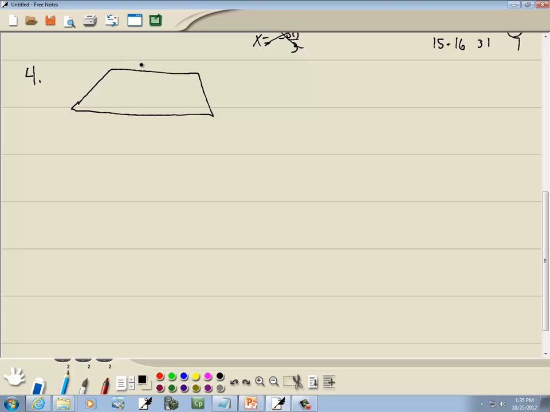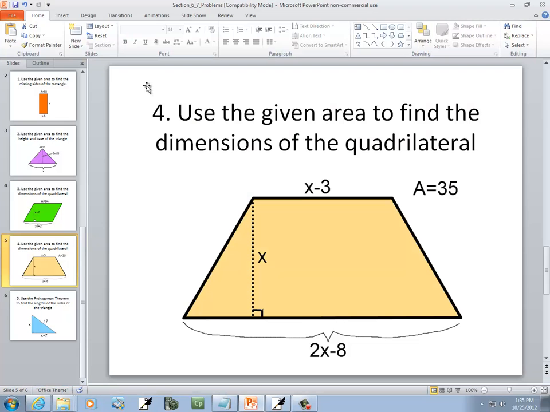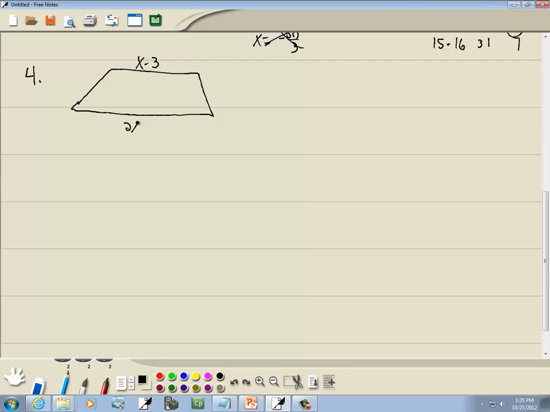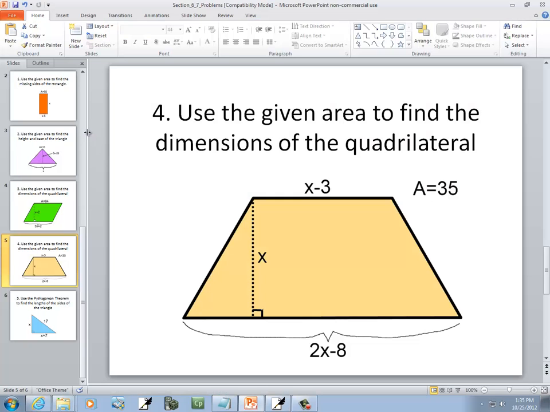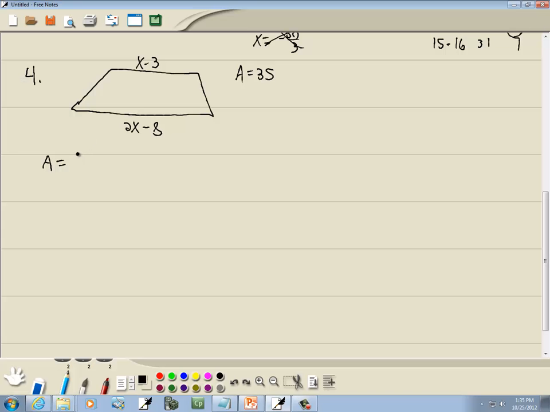And look on here for a good picture of it. So that's x minus 3, and this is 2x minus 8. And area is equal to 35. Now some of these, I'll tell you right up front, I had to look up the formulas for, but I don't remember what the area of a quadrilateral is. So I got that right in front of me here.